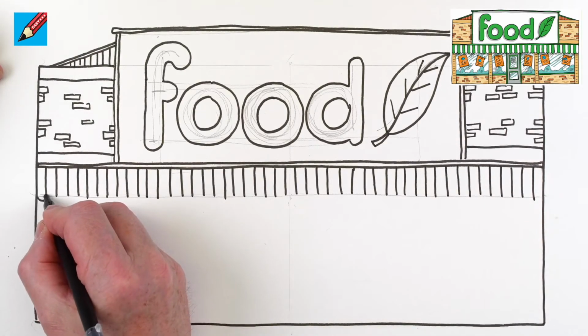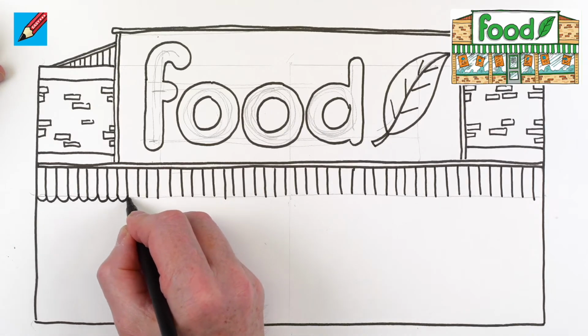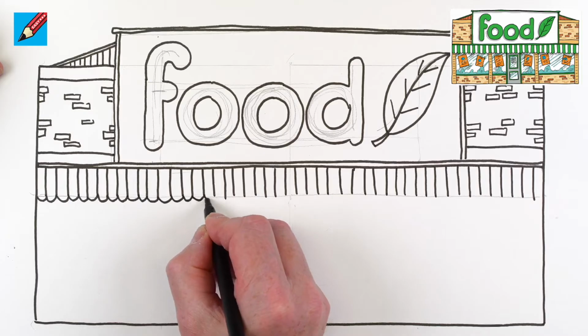And now we're going to draw little loops joining them all up. So it's, you know, those kind of canopies that you get outside grocery stores.